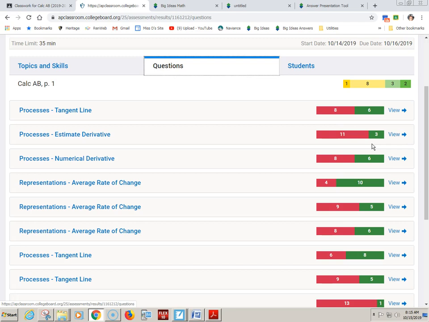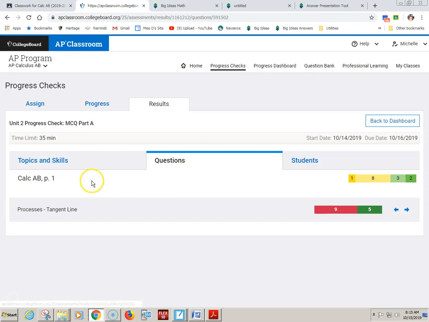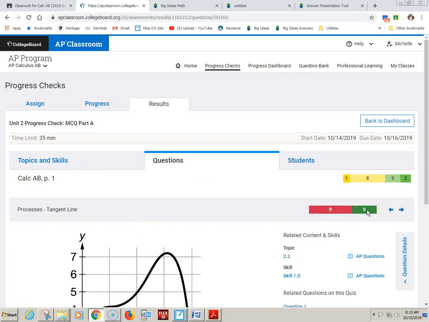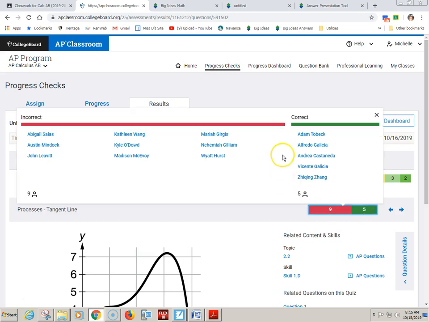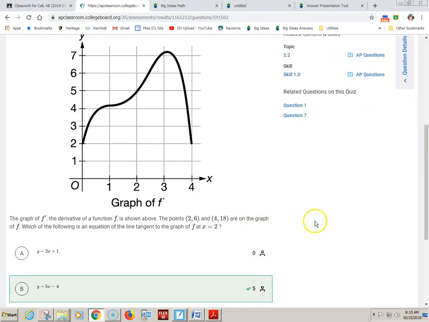Kathleen? Number 8. Okay, help me out. There's no numbers on this, which is a little annoying. 1, 2, 3, 4, 5, 6, 7, 8. I think it's this one. The 5 people that got it right, whether or not you aced it, knew what you were doing, or guessed right, congratulations, Adam, Alfredo, Andrea, Vicente, and Vico. But let's go see what the question was.